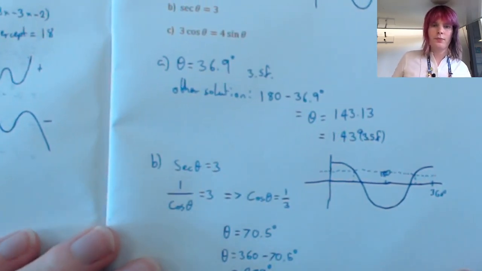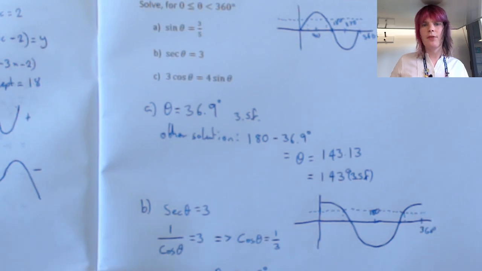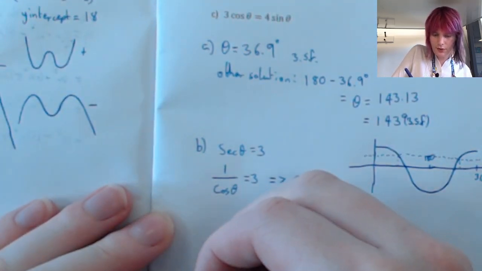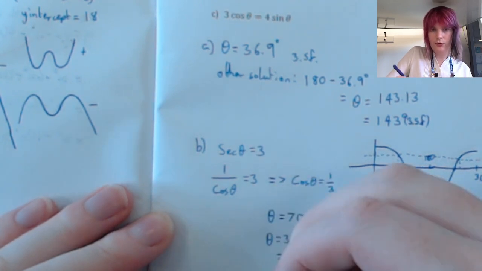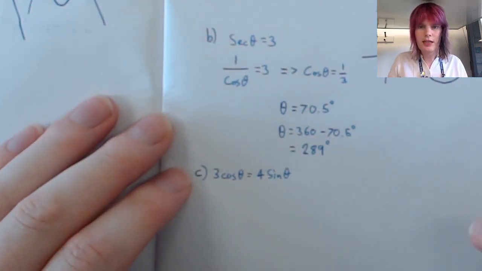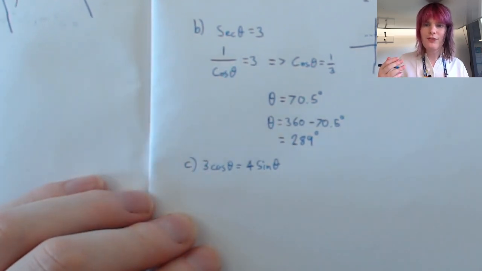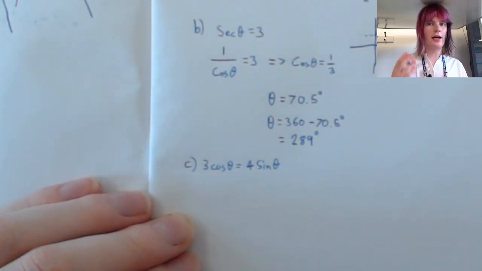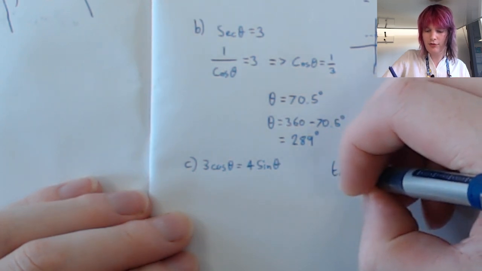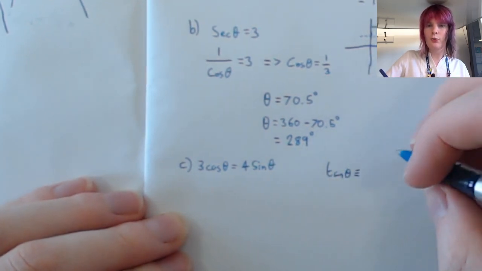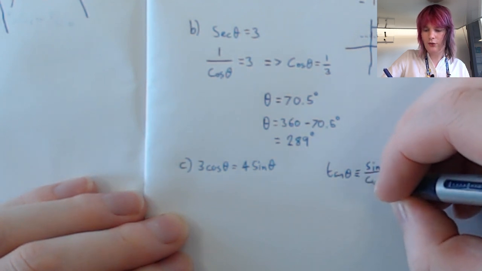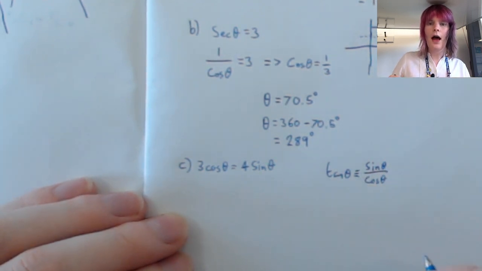And last of all, we've got 3 cos theta is equal to 4 sine theta. So for C, 3 cos theta equals 4 sine theta. We'll get that on screen. And what we want to do with this one is convert this into a tan. So you'll remember that tan, from your trig identities, is equivalent to sine theta divided by cos theta.